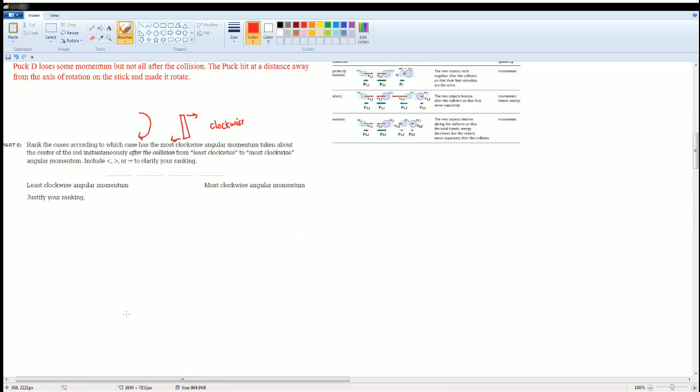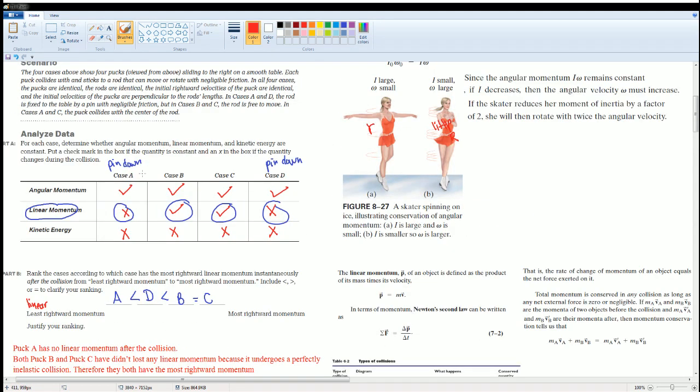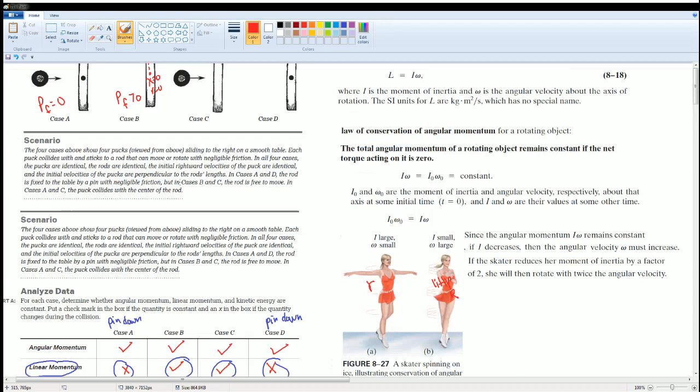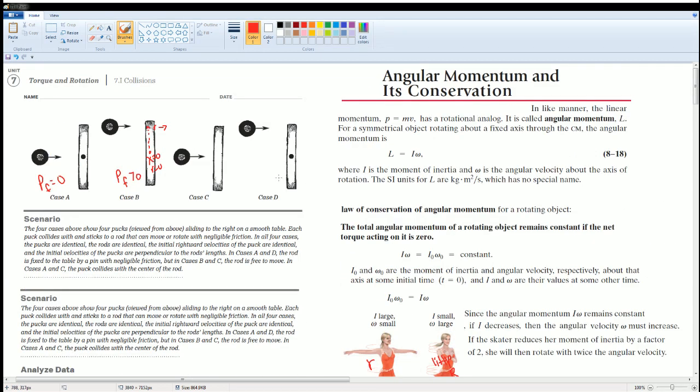So you could pause the video and try to attempt this problem. So which one had the most angular momentum? Let's take a look here. We know all of them have it, okay? But I would say B and D have the most. Why? Because both of these have a distance r.